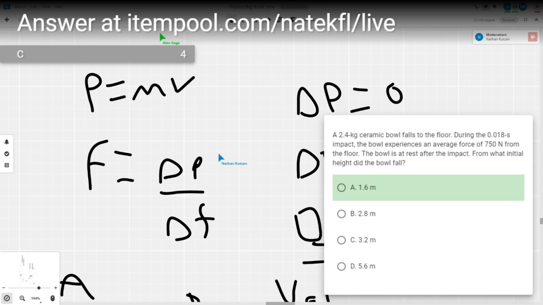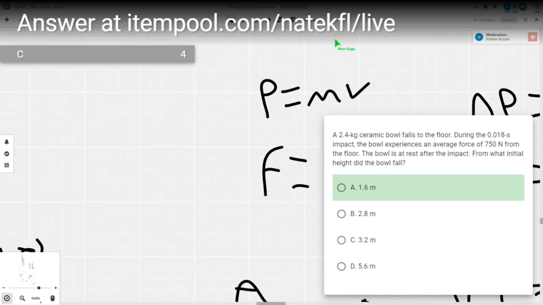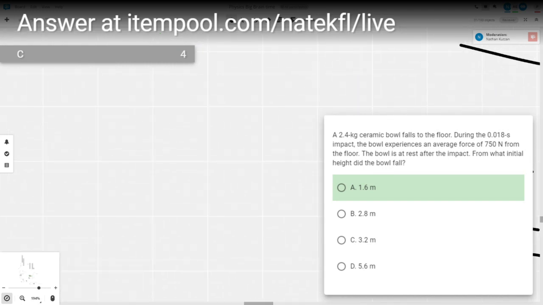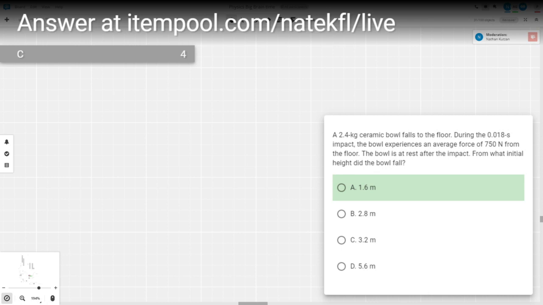Actually, I wasn't even looking at your screen at the time. I was looking at my other screen. All right, maybe it was just luck. All I know is I saw different answers and they all just converged.